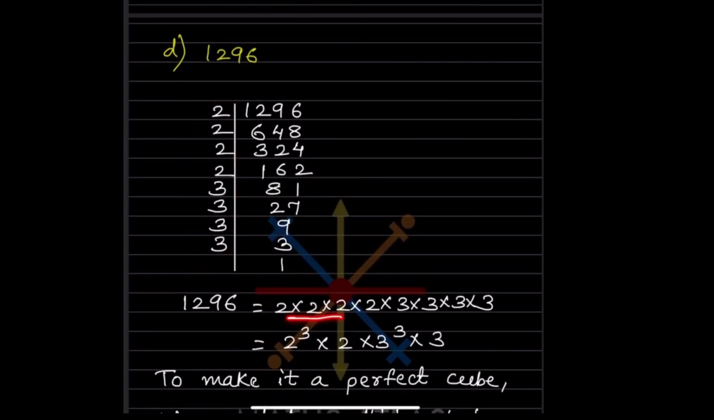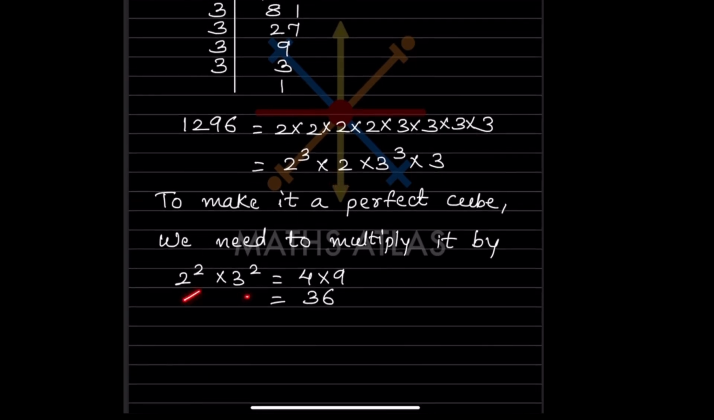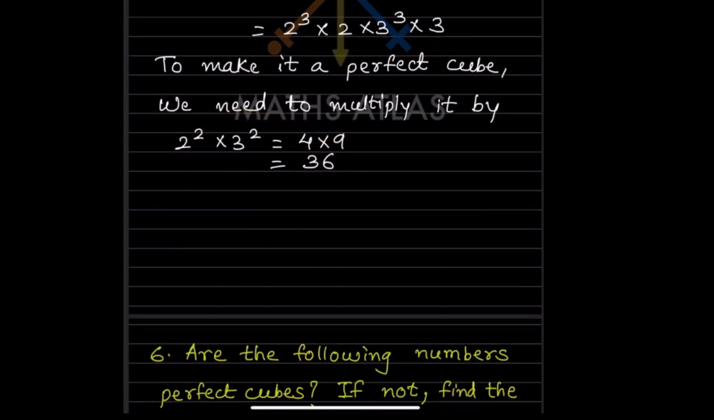Here, this is 2 cube, this is just alone here, again this is 3 cube, and this is alone. So here you need 2 more 2s, and here 2 more 3s. So that is going to be 2 square into 3 square. So that will be 4 into 9, that is 36.